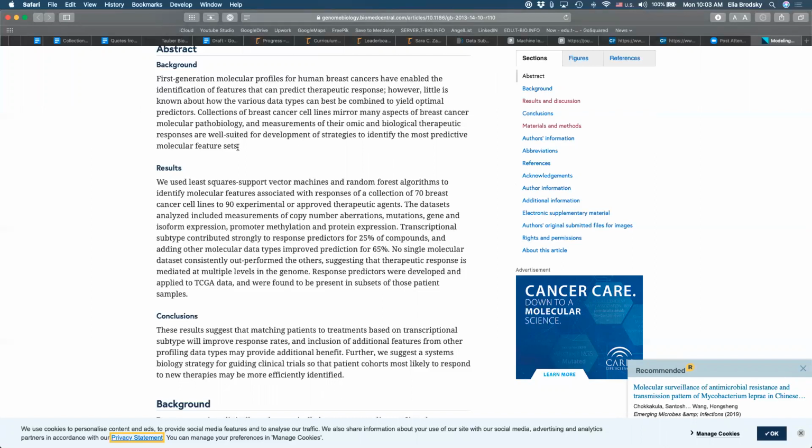So hopefully this program was effective to help you understand how to interpret what they are talking about. We're talking about molecular profiles, so we just looked at that now. We looked at identification of features, right? Feature selection. We looked at predictive analysis of therapeutic response. We looked at the various data types that exist. We looked at analyzing the optimal prediction, right? How to evaluate the predictive power of a test. And we looked at different omic and biological therapeutic responses and molecular feature sets, right?